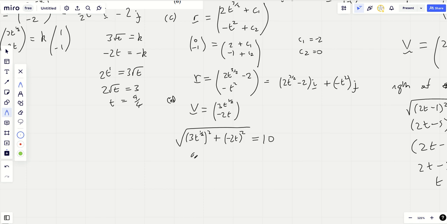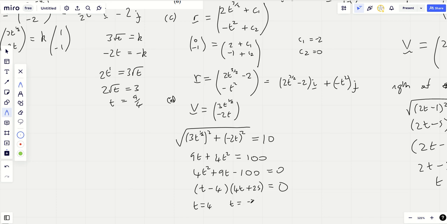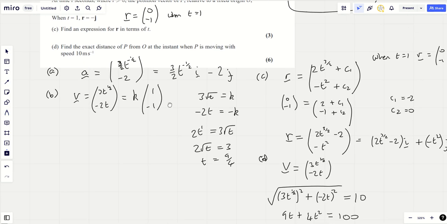And so that's going to give me 9t plus 4t squared. And if I square both sides, that will be equal to 100. And so you've got 4t squared plus 9t minus 100 equals 0. Now you've got to find what this factorizes to give. Well, if we have a t minus 4 here and a 4t plus 25 here, we can see that t equals 4, or t equals minus 25 over 4, but that gives a negative time, so we want t equals 4. So it happens when t equals 4.